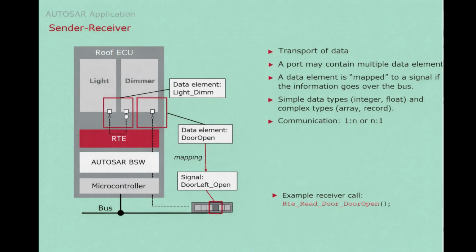How can these ports interact with each other? Well, in terms of communication, we can have 1 to N or N to 1, meaning you can have one sender, many receivers, or one receiver, many senders. N to N, M to N is unfortunately not possible with sender-receiver ports. So you can only have one of those two combinations.